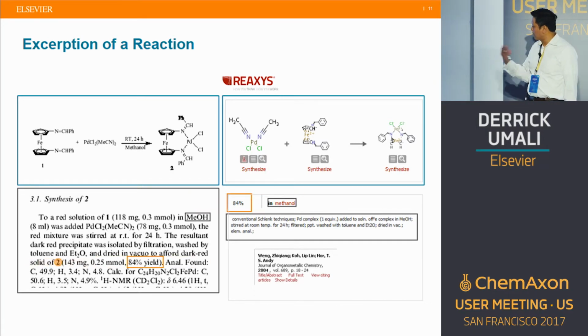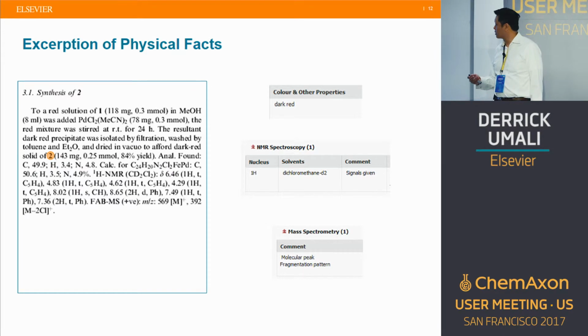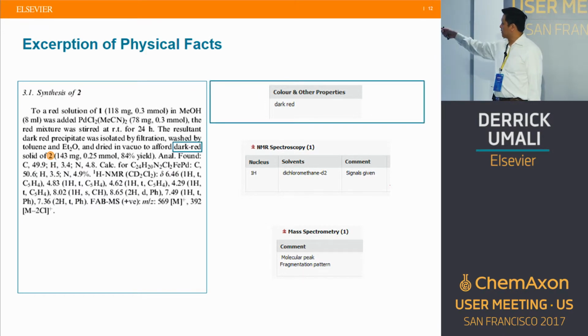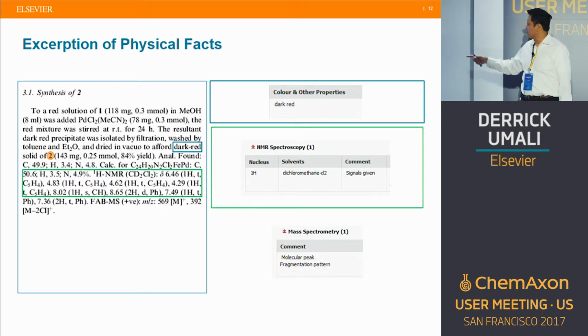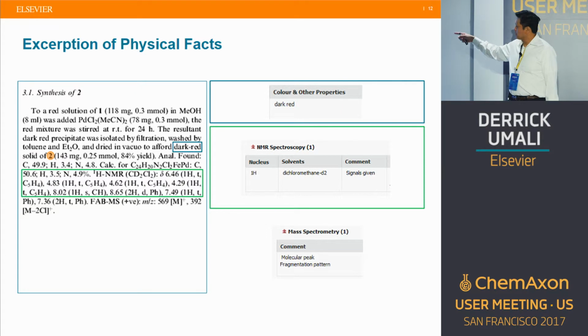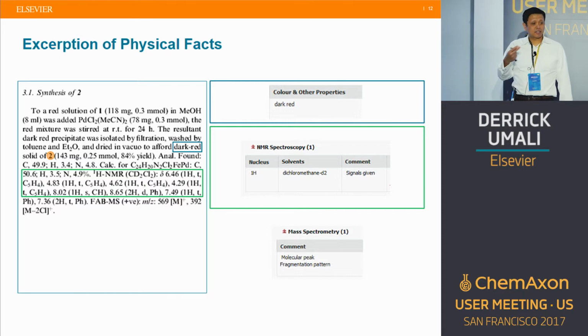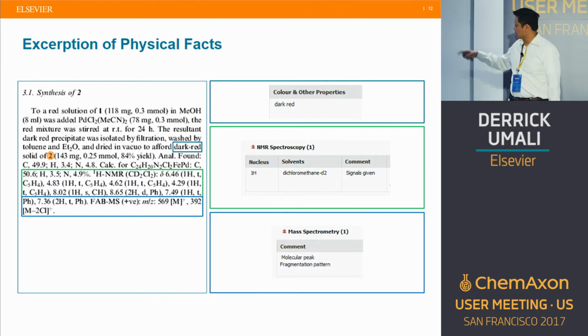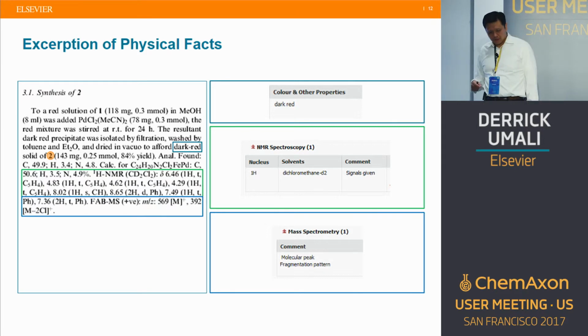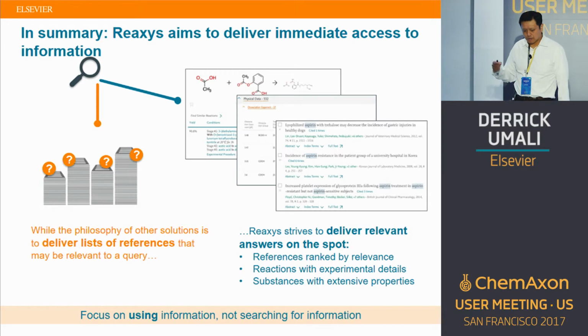So a lot of work to actually excerpt a lot of the information and physical facts, the experimental facts, right? If we find a compound, you'll see it's dark red, we'll put it in the color properties. NMR spectroscopy, we'll note it there, it's a proton NMR, the signals are given. If it's a patent, it's freely available, we'll often put the peaks in as well. This compound has an excerpted mass spec, so we'll put that in there. So a lot of excerption.